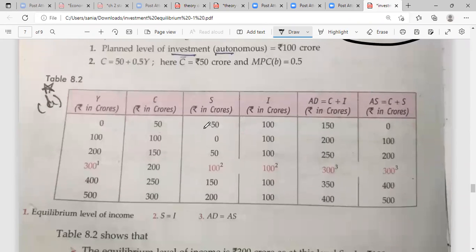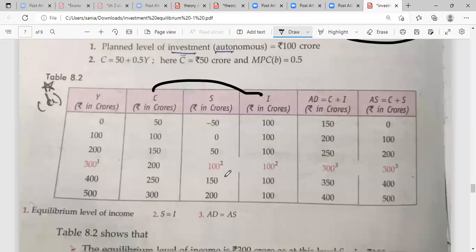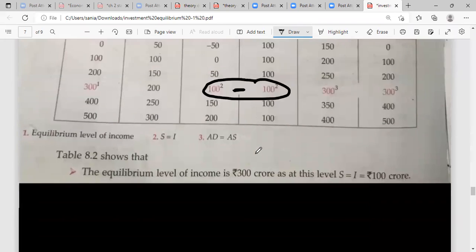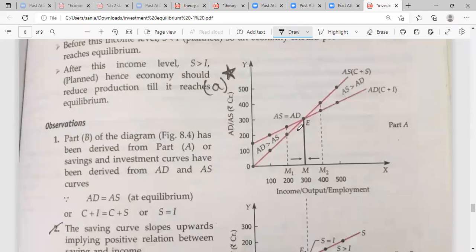So now this is the table. Okay, so 0, 100 and all that. So AD you already know, C plus I, C and I, and AS you already know, C plus S. Okay, and over here you have to find S and I. So you can see over here they are equal. So this is your equilibrium point. Clear? So similarly, you will draw the table like this, right? This is your AS and this is your AD. Clear?